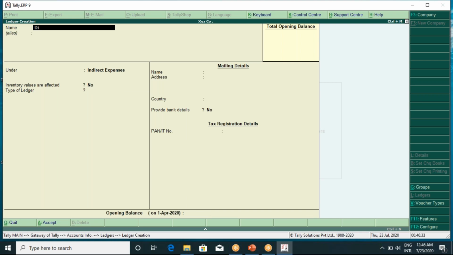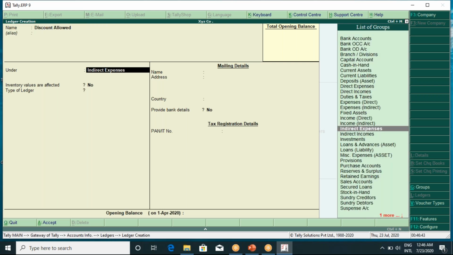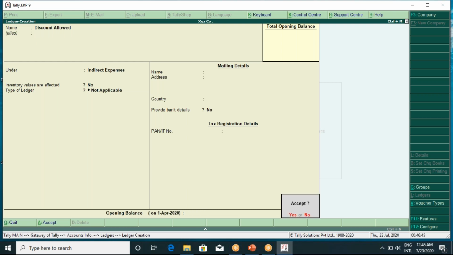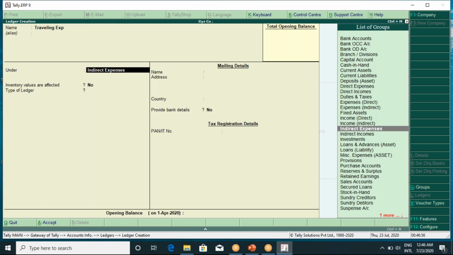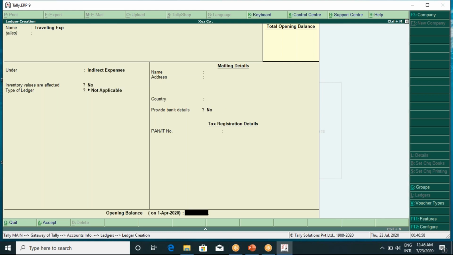And discount allowed. Discount allowed means you give the discount. You are providing the discount, so it is a discount allowed. It is also indirect expenses. Next one is traveling expenses. Traveling expenses also indirect expenses.